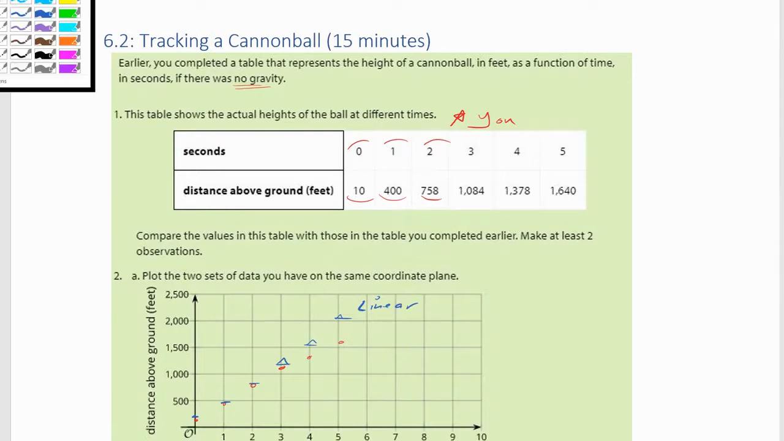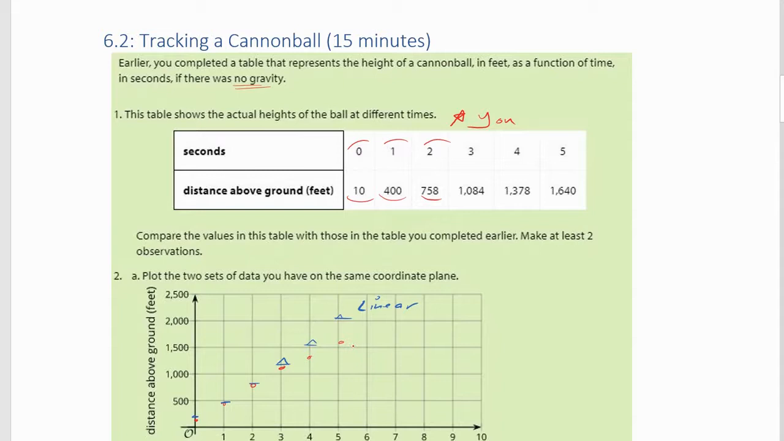But what about the newest one? So go ahead and discuss this with your group. Which one is this? Is it linear? The red one, the new one, the one with gravity. Is it linear, quadratic, or exponential? And go ahead and pause. Discuss that.